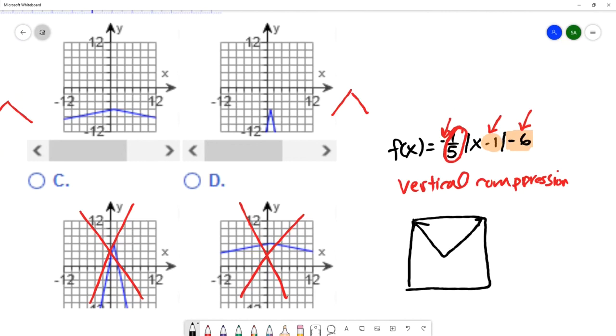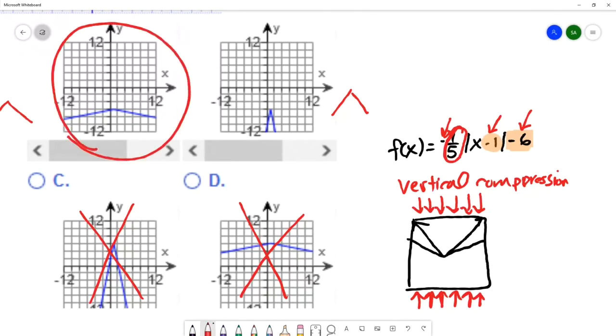And you're going to imagine holding at the top and at the bottom and compressing. That's why I've drawn the arrows in this way. You're going to push the top and the bottom together, and what will happen to the graph when you compress it, if you're coming from both sides, it flattens the graph out like this. So with that in mind, you can see that this graph makes more sense with it being a compression.